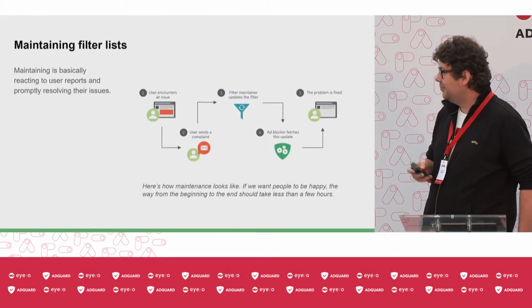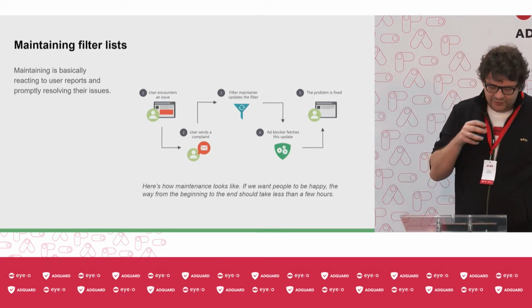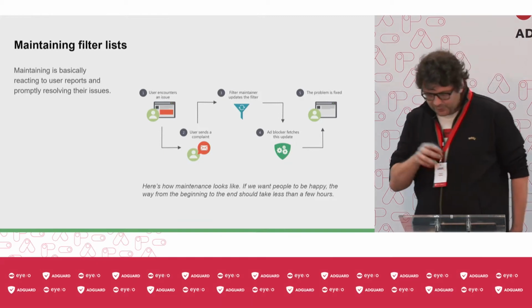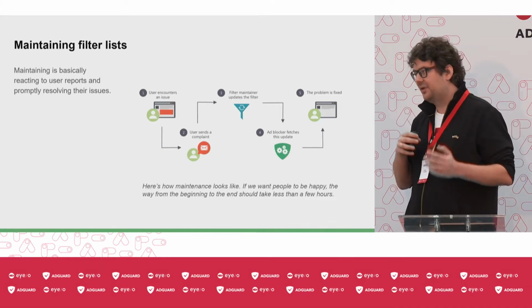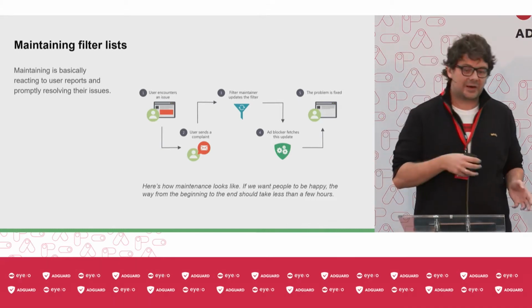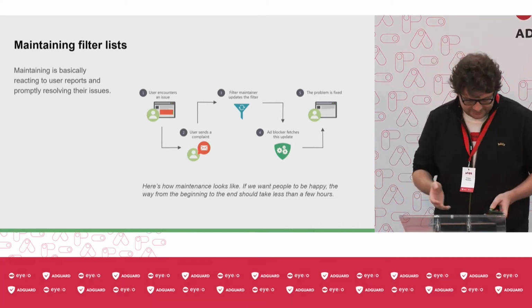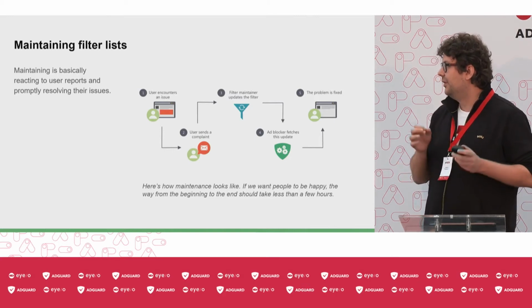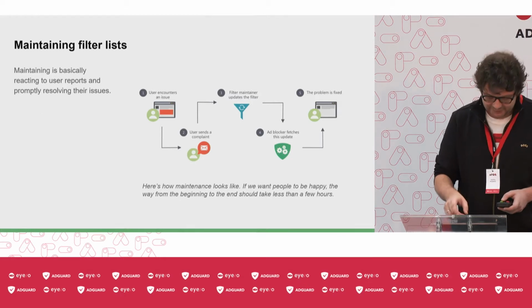How does maintaining filter lists work? It is basically, for the most part, reacting to user reports and promptly resolving their issues. User reports may be about a missed ad or a missed tracker, or about a website breakage, whatever. The maintainer's task is to solve this issue as soon as possible and push a new update.